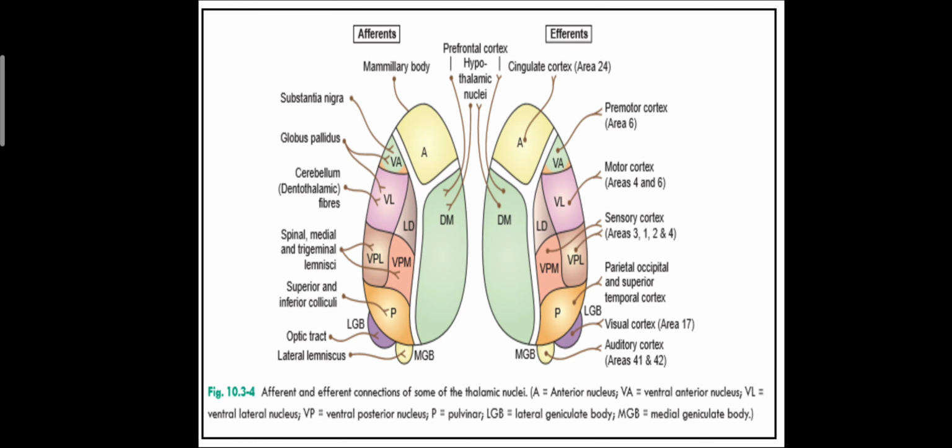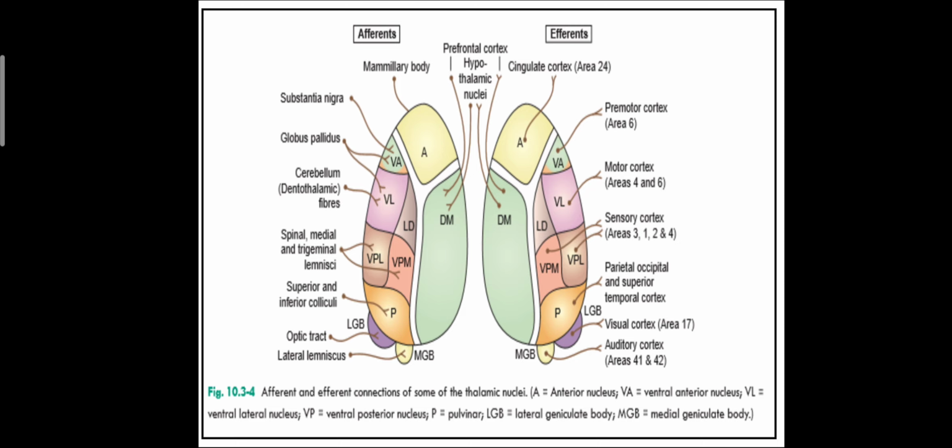What are the connections of the thalamus? There are various afferent and efferent connections. Afferent connections to the various nuclei: they arise from the mammillary body, substantia nigra and globus pallidus to the ventroanterior nucleus; cerebellum to the ventrolateral nucleus; spinal and trigeminal lemniscus have afferent connections to the ventroposterolateral and ventroposteromedial nucleus; superior and inferior colliculus to the posterior nucleus; optic tract to the LGB; lateral lemniscus to the medial geniculate body.